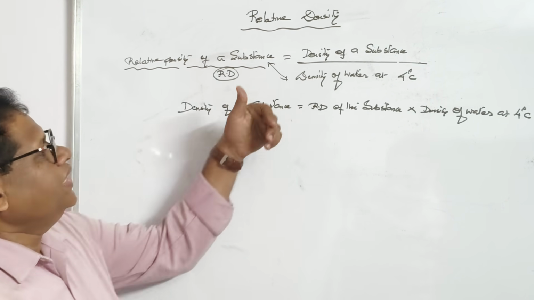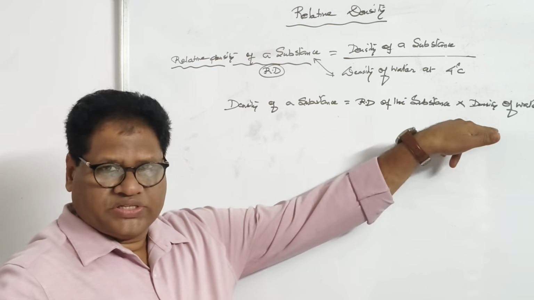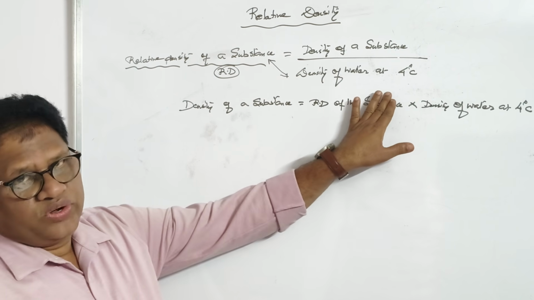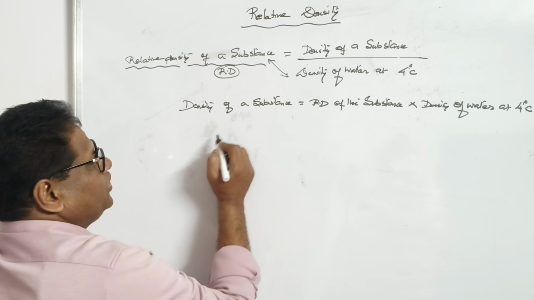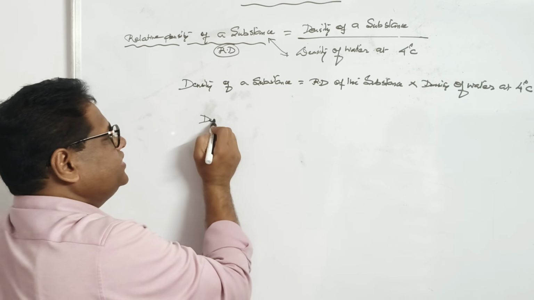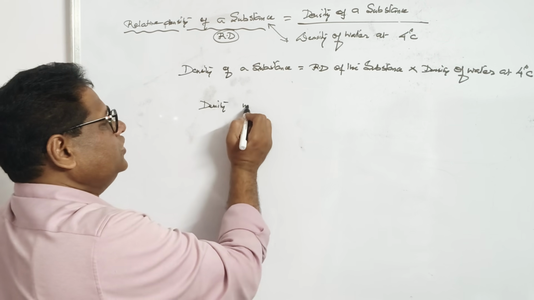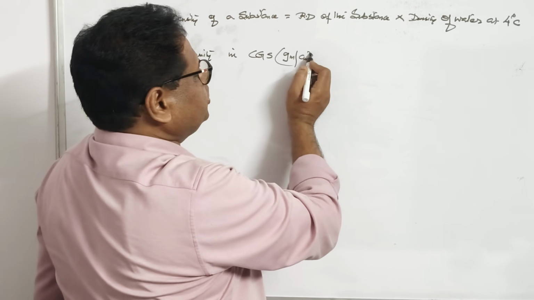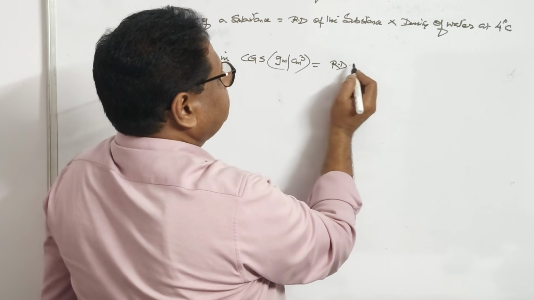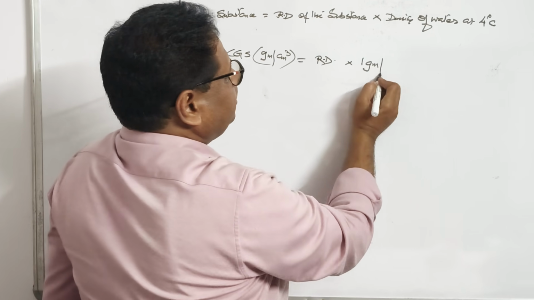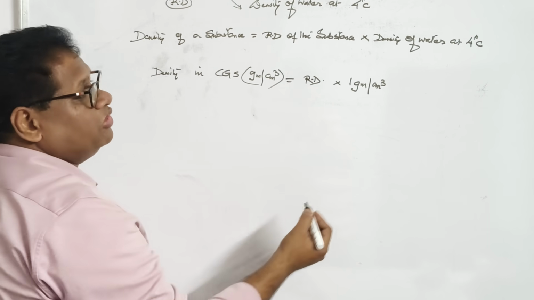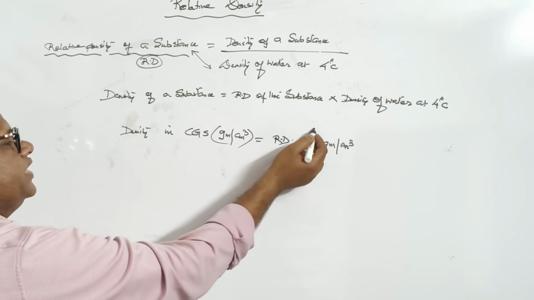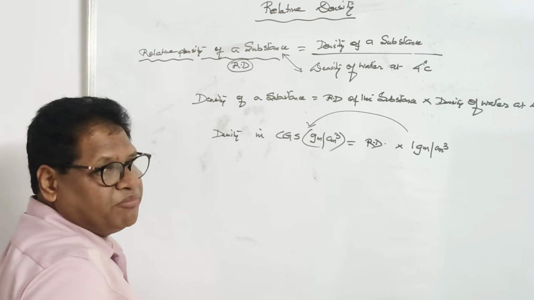If you want to get RD, divide the density of the substance by the density of water at 4 degrees Celsius. If you want to find the density of the substance, multiply the RD of the substance by the density of water at 4 degrees Celsius. Now the question is, which unit you want? If you want the density in CGS, that is gram per centimeter cube, simply multiply the RD with 1 gram per centimeter cube. You know why? Because the density of water at 4 degrees Celsius in the CGS system is 1 gram per cm cube. This will give you the density of the substance in CGS, that is gram per cm cube.